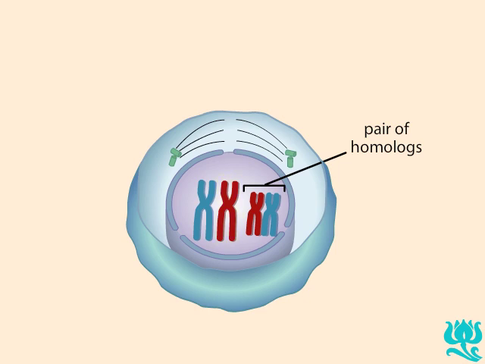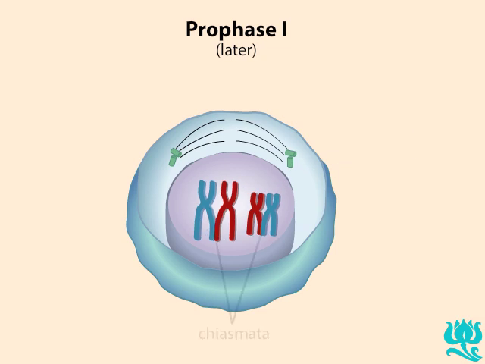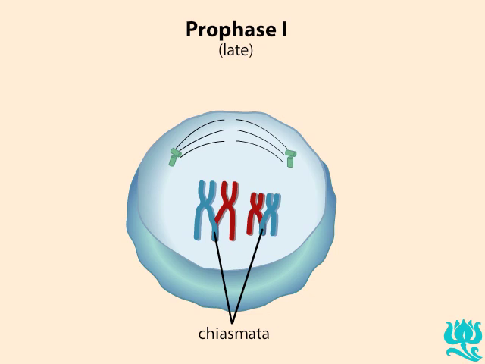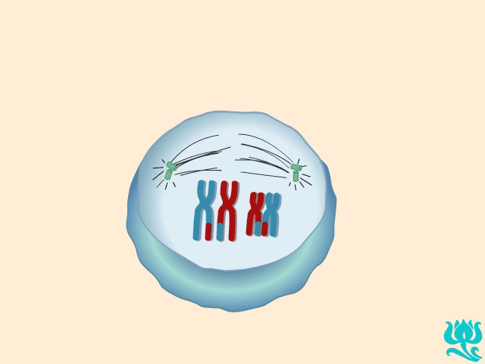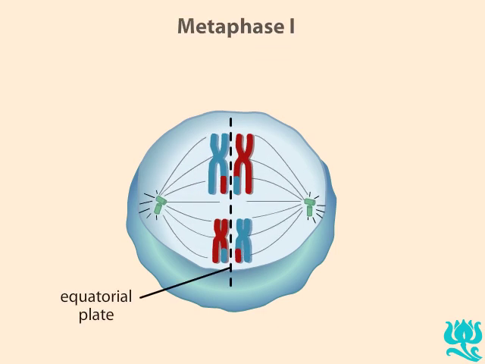The pairing is called synapsis. At this time as well, the nuclear envelope breaks down. Late in prophase I, the homologous chromosomes exchange genetic material, as indicated by crossing over points called chiasmata. Recombinant chromatids consist of both maternally and paternally derived DNA. In this phase, microtubules attach to the chromosomes, directing them to the equatorial plate.